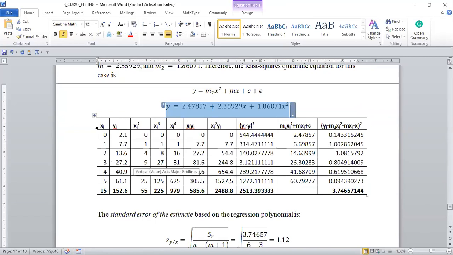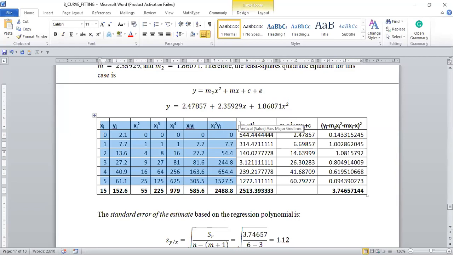From here is the previous table, but I'm including this column because I want to calculate the standard deviation. Then I'm including this column because this is our model. So I want to compare the value of y we were given in the question with the model we derived. So this is the sum squared of the difference between the measured values and the model.